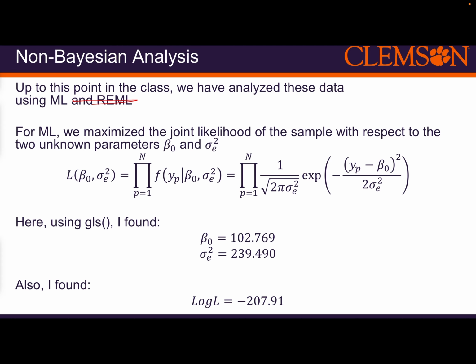But for maximum likelihood, we maximize the joint likelihood of the sample with respect to those two unknown parameters, right? So this is our likelihood function itself. This is not the log likelihood, but we're going to get to log in just a bit, but we've seen how the relationship works between the two. So when we do that, we found that the log likelihood that maximizes the log of this function is negative 207.91. And here are our point estimates, 102.769 and 239.490.